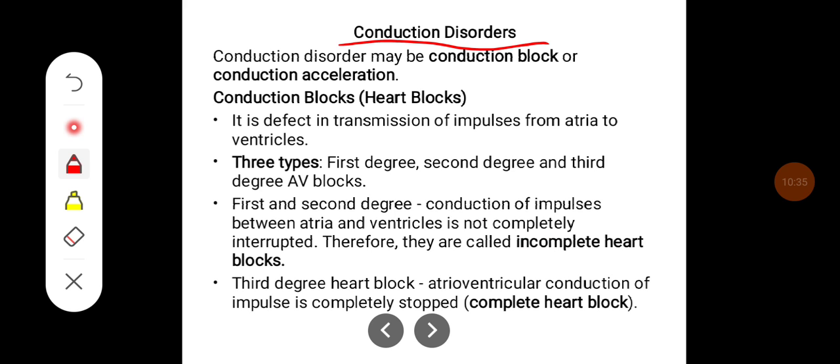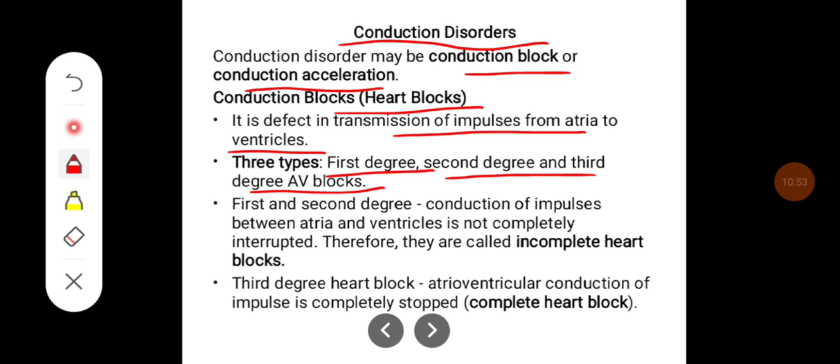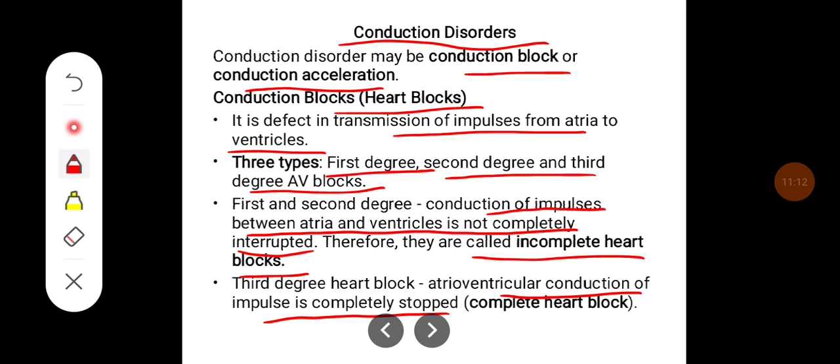Then coming to conduction disorders, a conduction disorder may be conduction block or conduction acceleration. Heart blocks are a defect in transmission of impulses from atria to ventricles. There are three types of blocks: first degree, second degree, and third degree AV blocks. In the first and second degree, conduction of impulses between atria and ventricles is not completely interrupted. Therefore, they are called incomplete heart block. Whereas in third degree heart block, atrioventricular conduction of impulses is completely stopped. That is why it is called complete heart block.